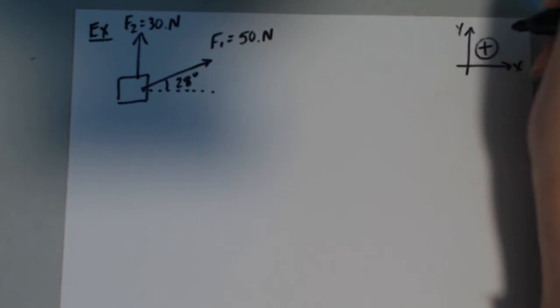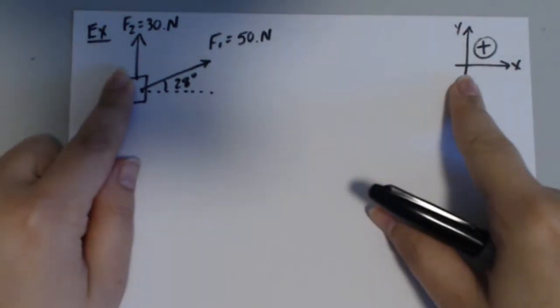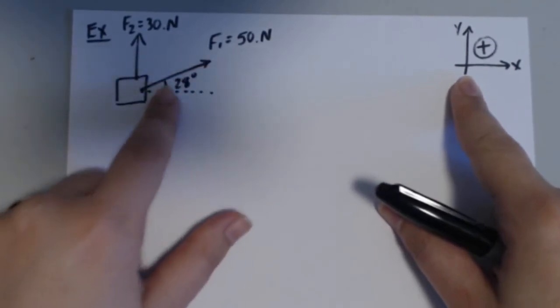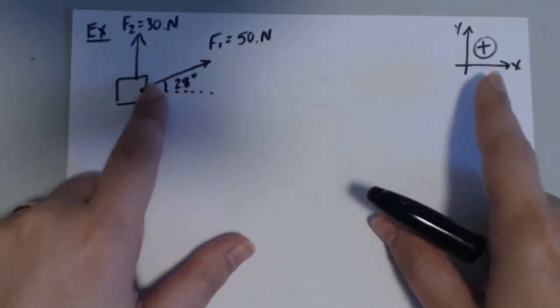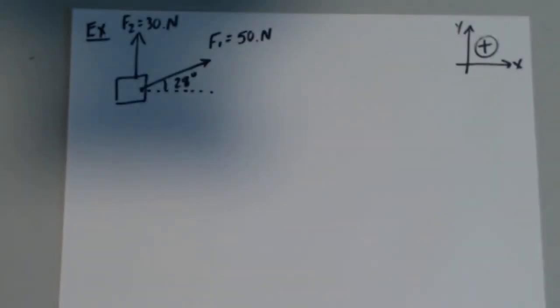Okay, so what I want to do is once again define my positive x and y directions. So we have positive x to the right, positive y up, like this. One of my forces already fits in with my direction system. That's F2. F2 is already in the y direction. Since F1 does not fit either the x or y direction, I have to break it down, or resolve it, into its x and y components. So I have to break it down into its perpendicular components.